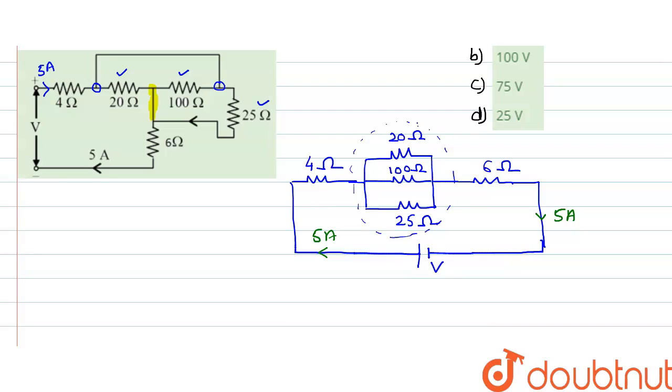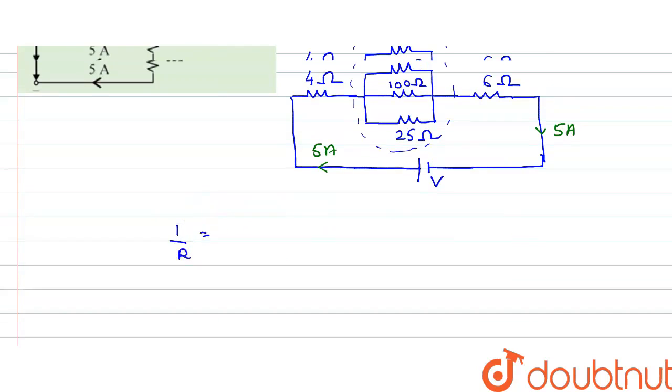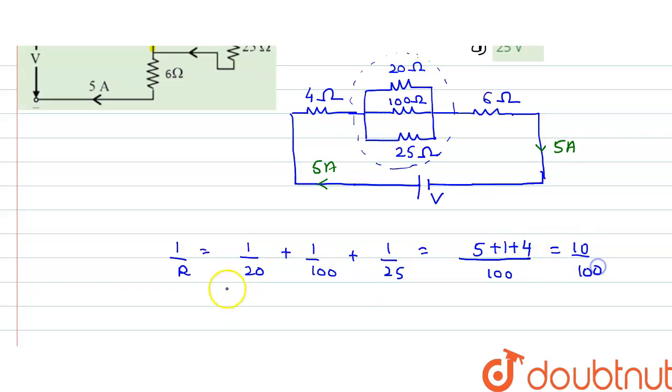So it would be 1 by R, because in parallel we need to take the reciprocal and then add. So 1 divided by 20 plus 1 divided by 100 plus 1 divided by 25. This turns out to be, with 100 as the LCM, 5 plus 1 plus 4, that means 10 divided by 100. So our R for this part would be equal to 10 ohm.